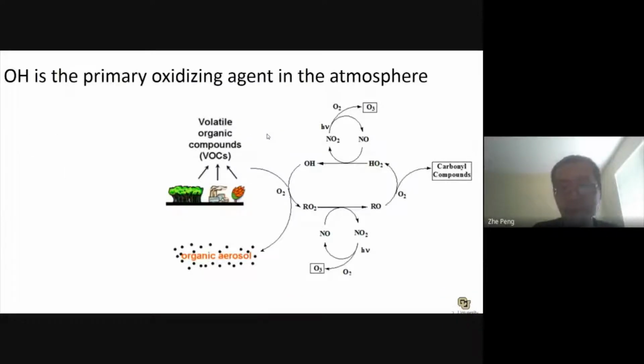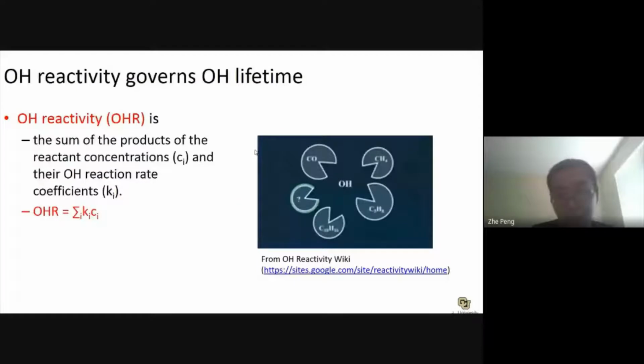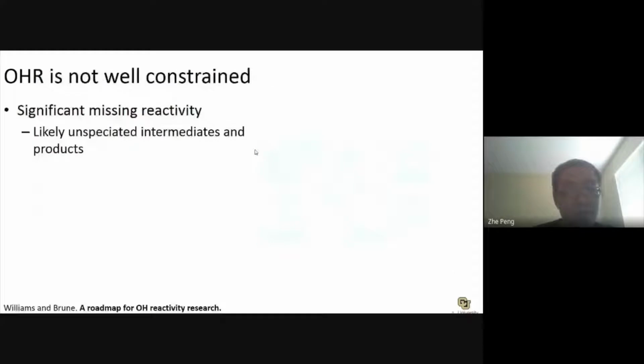Probably most of you are very familiar with this scheme of VOC oxidation and aerosol and ozone formation. The very first step of this scheme is the reaction of VOCs with OH. So OH is indeed a central driver of atmospheric chemistry. OH reactivity governs OH loss. It is the sum of the products of reactant concentrations and their reaction rate coefficients. It provides constraints on OH lifetime and budget. Despite its importance, it's not well constrained.